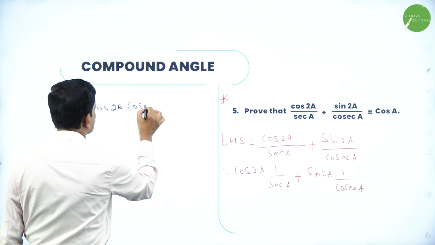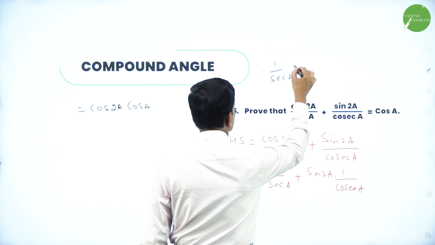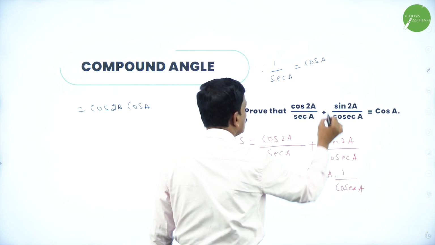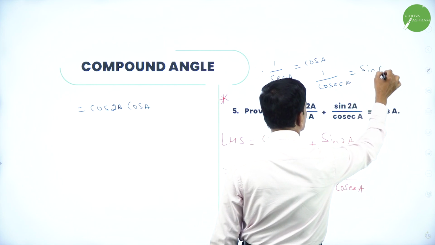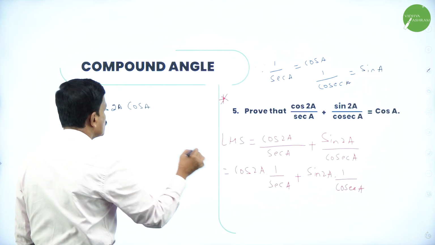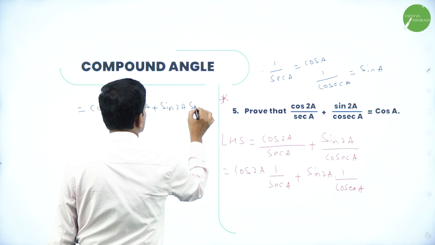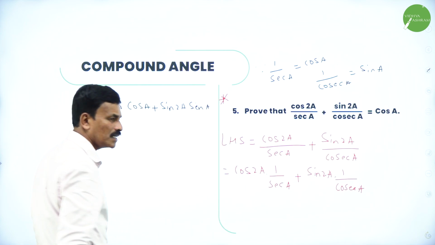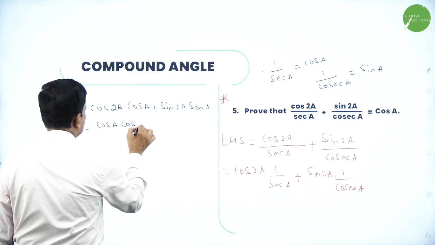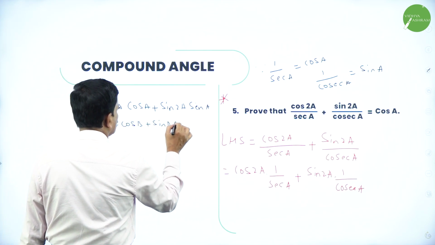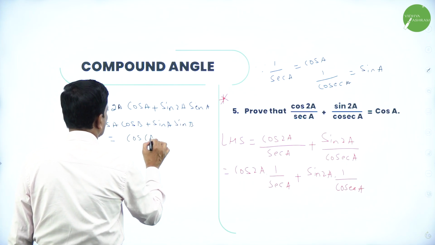Now 1 over secant is nothing but cos a. You know the reciprocal: 1 over secant a is equal to cos a, and similarly 1 over cosecant a is equal to sin a, right? So this is cos 2a into cos a, plus sin 2a as it is, into 1 over cosecant, which is nothing but sin a. Now if you observe carefully, this is of the form cos A cos B plus sin A sin B. What is this equal to? This is nothing but the cos A minus B formula.